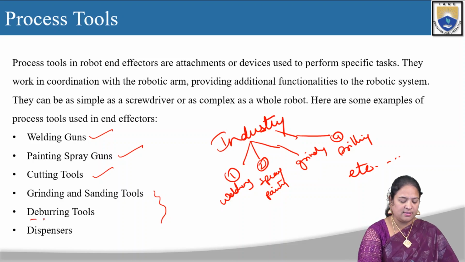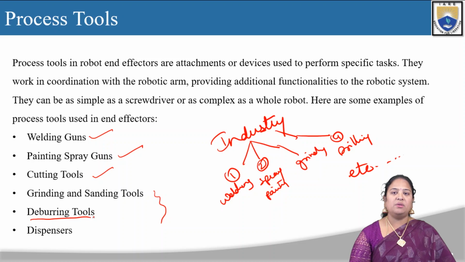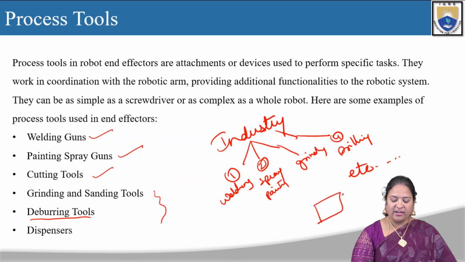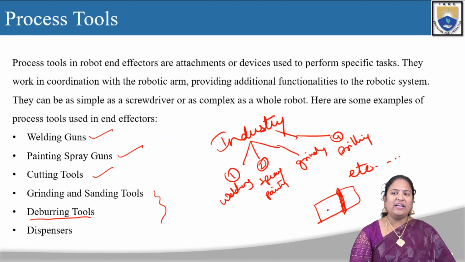What do we mean by deburring tools? Deburring tools means what? For example, we have welded two different products. Right? We have welded two different materials. So when we are welding two different materials, there is some surface roughness being created on the weldment. Right? This weldment can be removed with the help of the grinding tool like this.